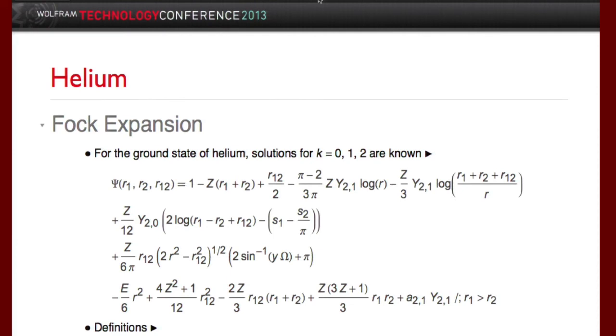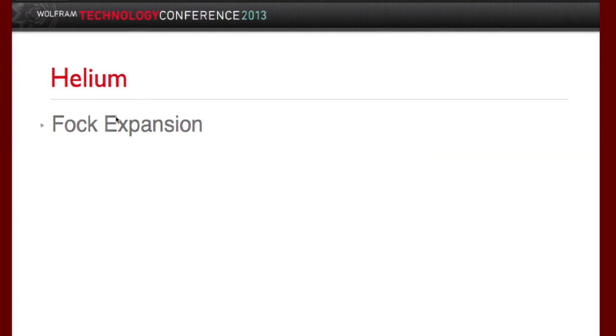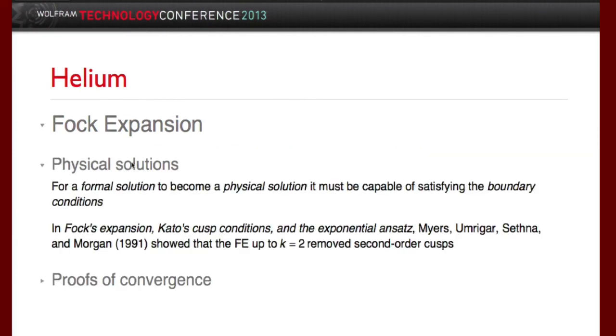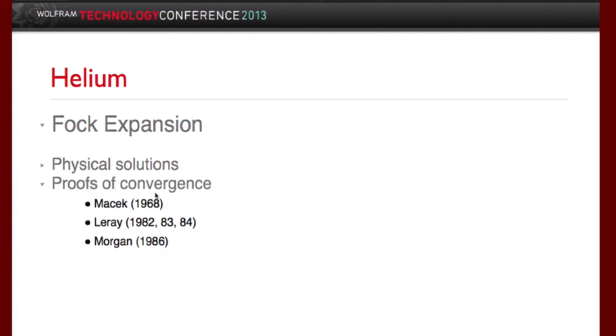But we can proceed to higher and higher levels using this. So these solutions can be carried out. They remove the cusps. They're what we need for more accurate wave functions, and they've been used in variational methods and have improved things. The Fock expansion has also been proved mathematically to converge, so it's a useful expansion.